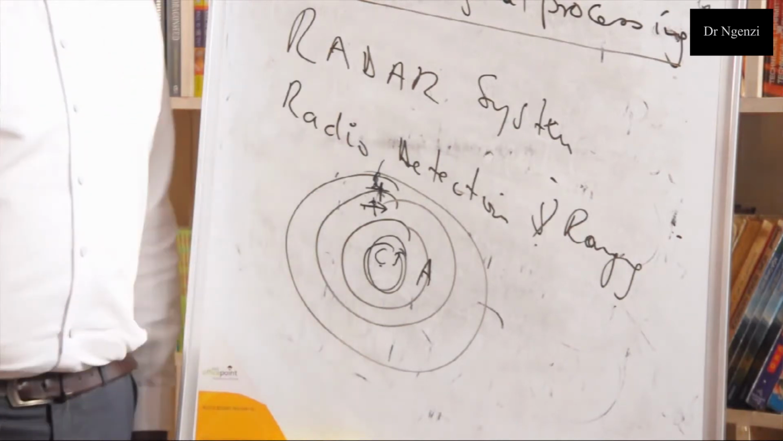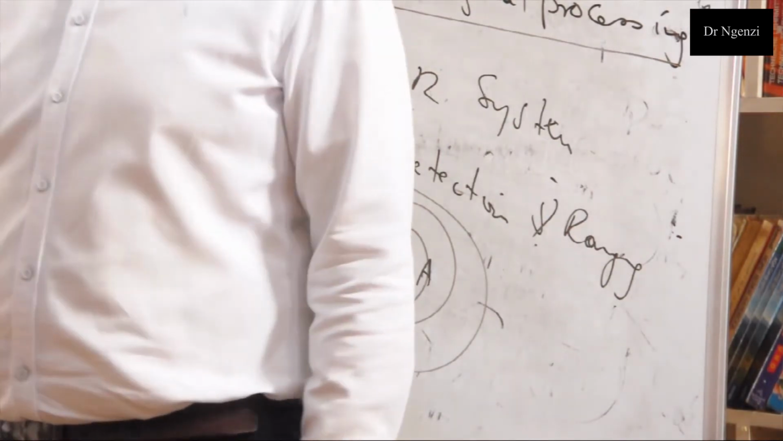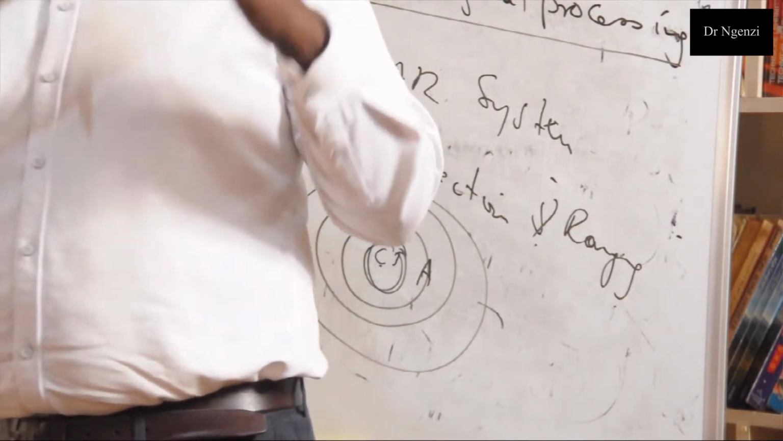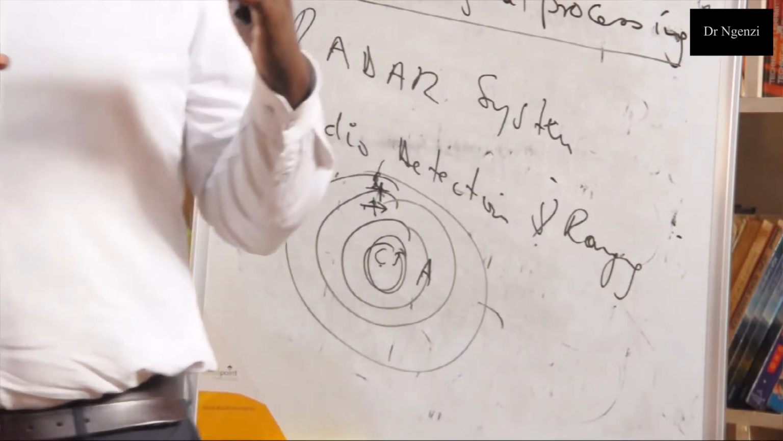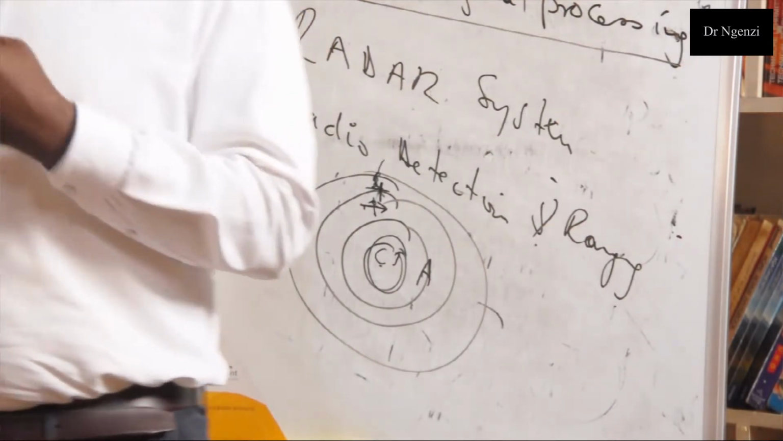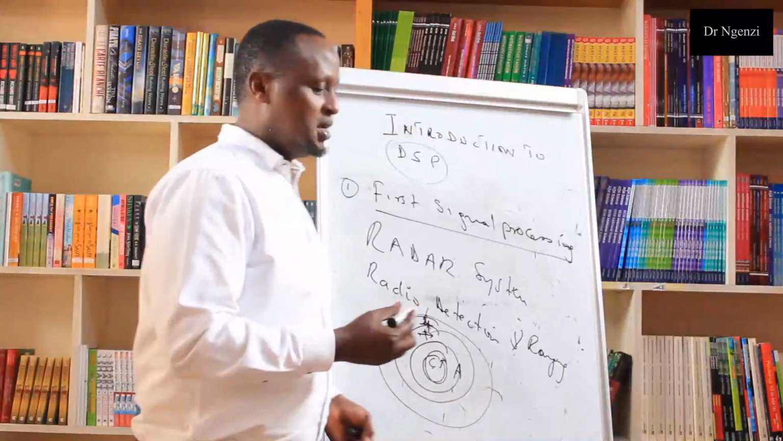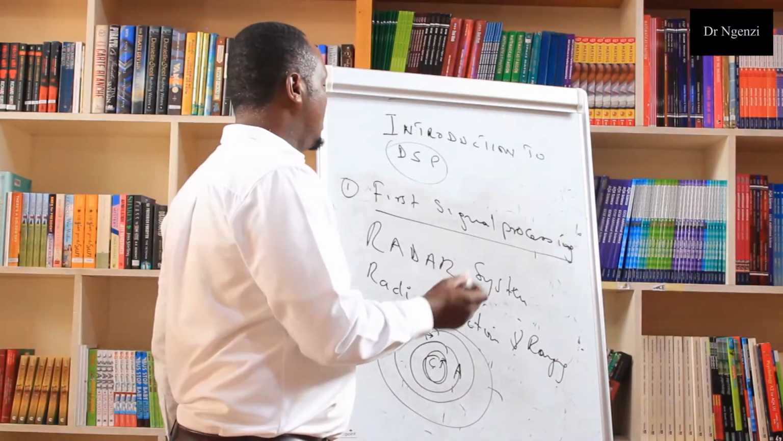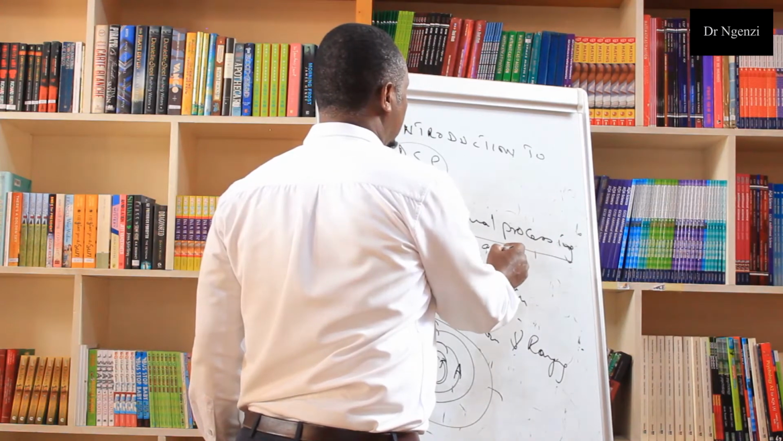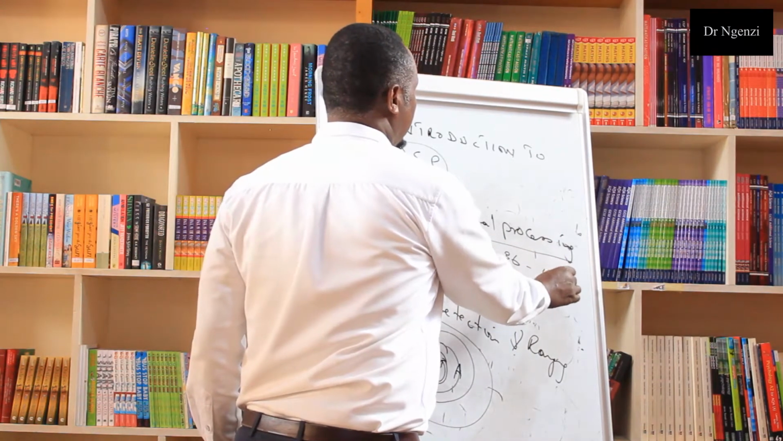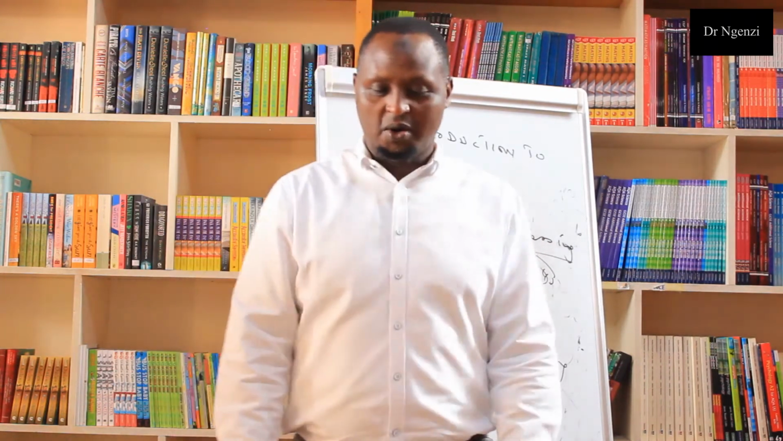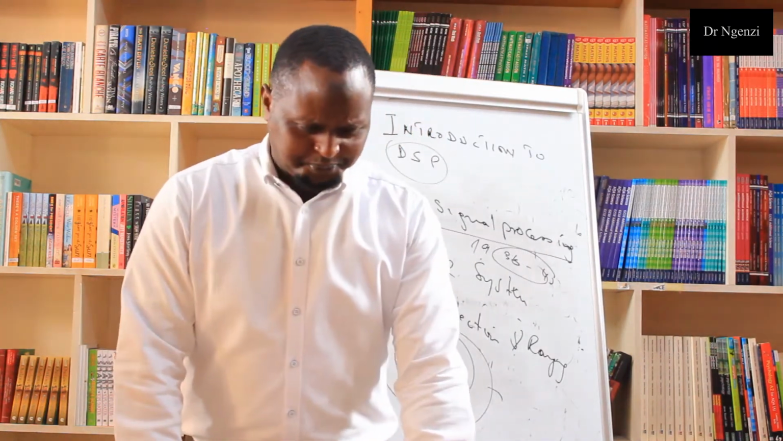Likewise, when the first signal processing came in, they were detecting how far or how distant it was from their enemies to their premises. So it came in that way. During the Second World War, I don't recall very well, maybe 1945, I don't remember very well, that's when the Second World War took place.